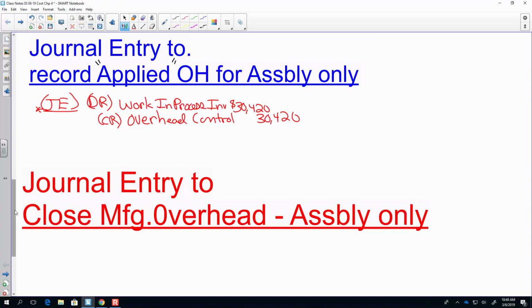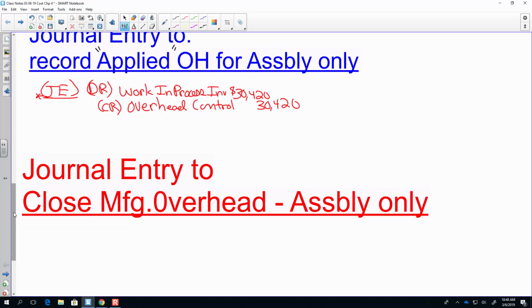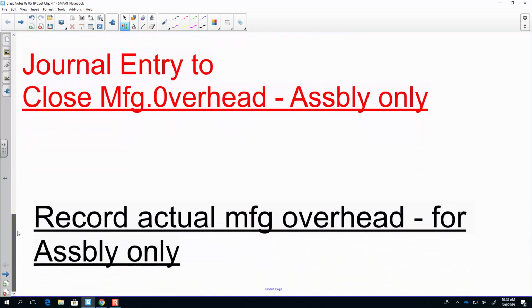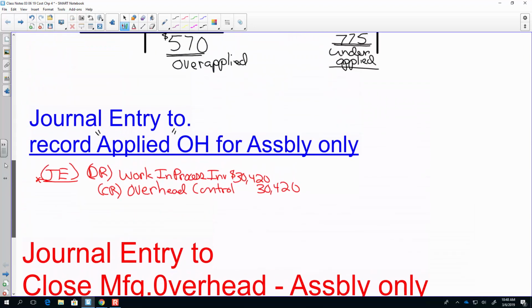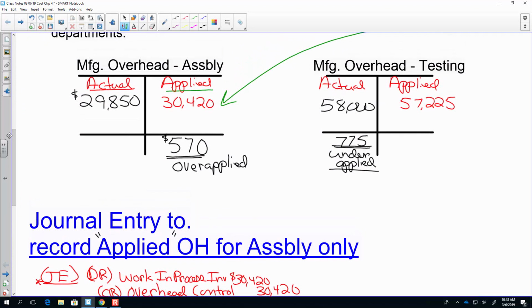All right. Our next journal entry is to close the overhead control. Who am I up to? How do I close this account, this 570? Or what does close mean? When you close an account, you have to balance it out. You want to make the balance what? 0. Yeah, very good.